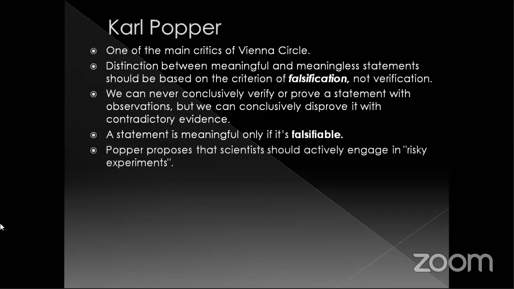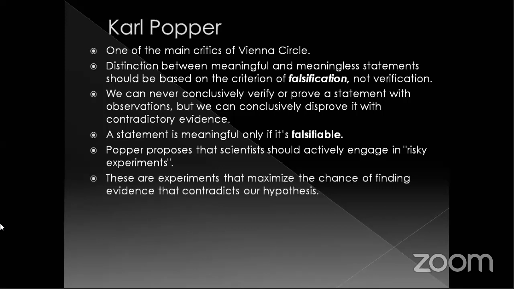Popper proposes that scientists should actively engage in risky experiments to make their theories falsifiable. Here I spoke of the black cat and the white cat. They need to find the black cats to disprove that the cats are white. I mean, I'm giving a very non-risky example. The scientists should actively engage in these risky experiments of falsification.